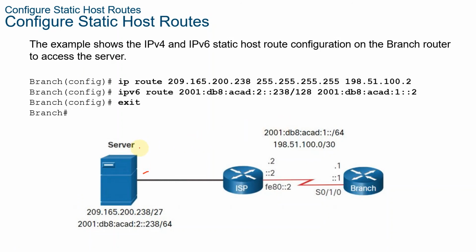In here, if you observe, you've got ip route 209.165.200.238 255.255.255.255 198.51.100.2. For IPv6, that would be ipv6 route 2001:DB8:ACAD:2::238 /128 2001:DB8:ACAD:1::2.